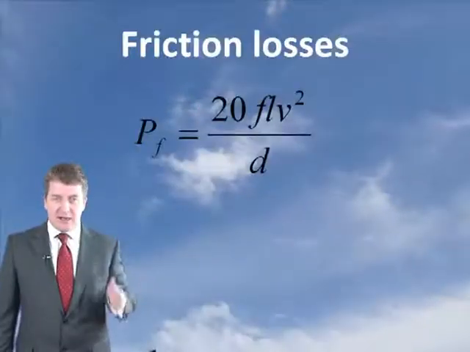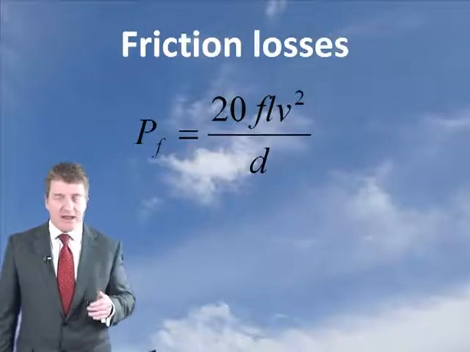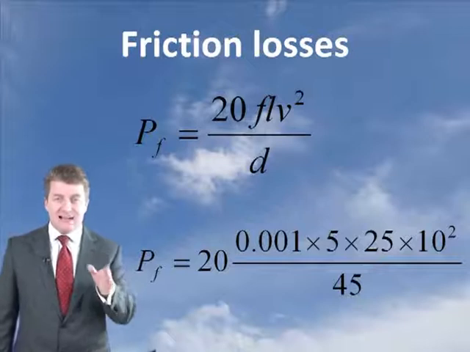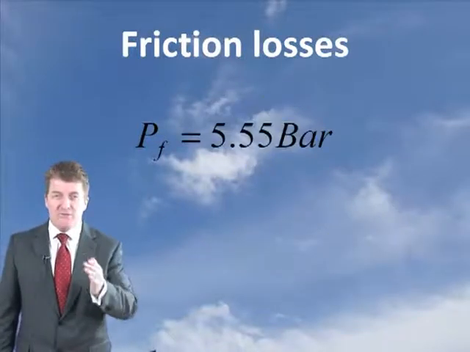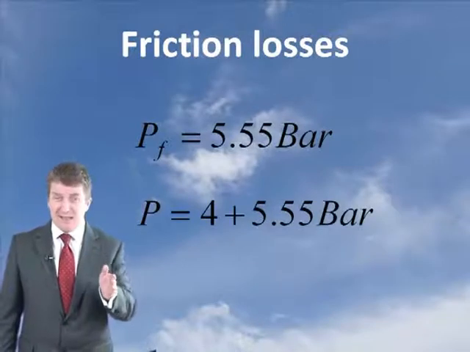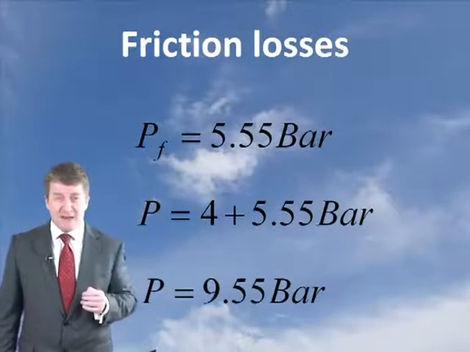Again, the first thing to do is to draw out the problem. This is what we have. Now what we have to determine is the frictional loss as the water travels down the hose, and add it to the pressure at the nozzle. Right, which formula do we know that's got all these? This is the formula. PF equals 20 FLV squared divided by D. You put in your known variables and it multiplies out to 5.55 bar. Therefore, to supply the branch at 4 bar, we need to provide 9.55 bar at the pump.